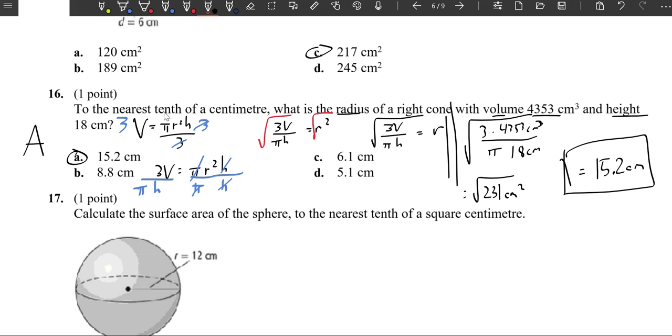So the first thing I did was rearrange the formula so that I can get R all by itself. Second thing I did was plug in the values. And I guess the last thing I did was round.